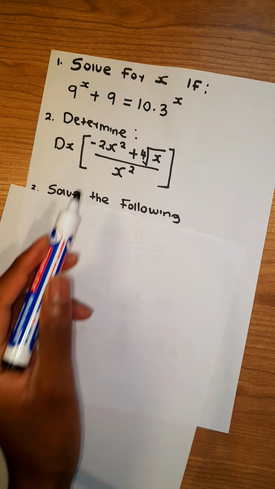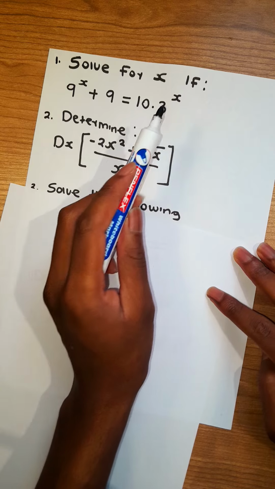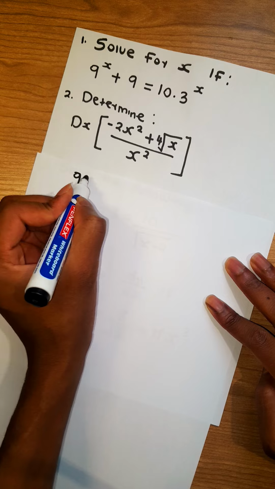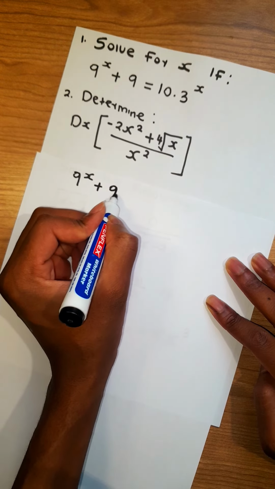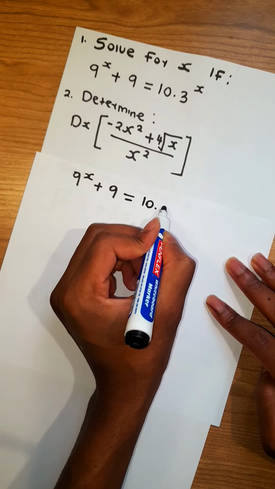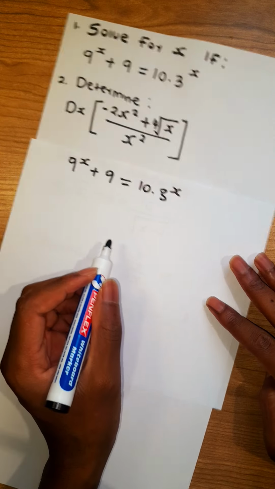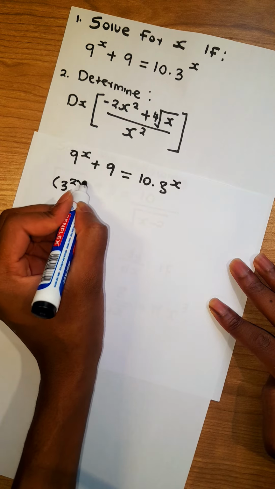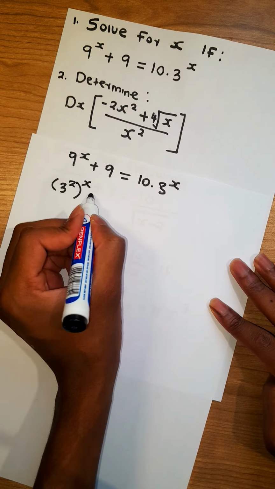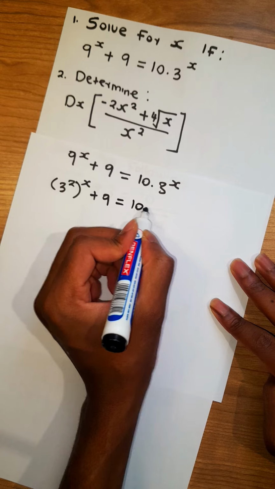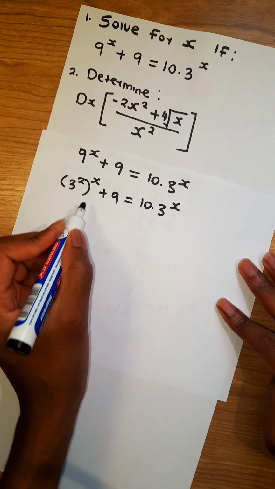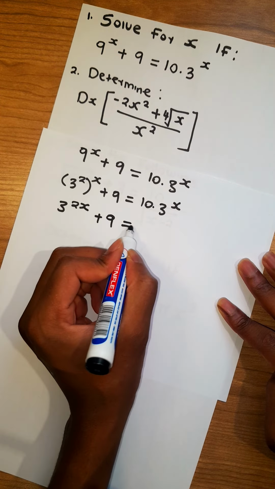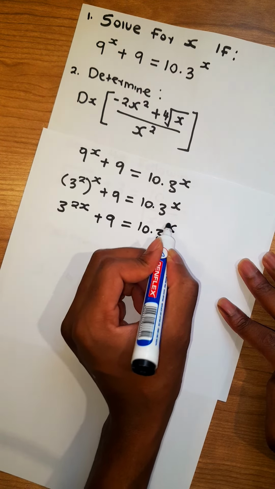Now, this first question, they want us to solve for x, right? If we have this expression, 9 to the power x plus 9 equals 10 times 3 to the power x. Well, what do we notice? We notice that 9 can also be written as 3 to the power 2, so we're going to have 3 to the power 2x plus 9 equals 10 times 3 to the power x.